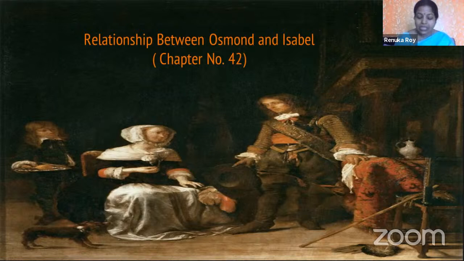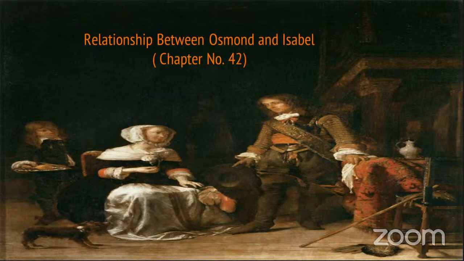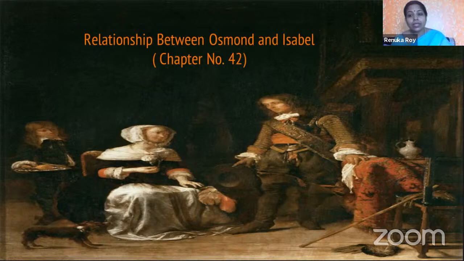Isabel thought that she saw the full moon now. Now she saw the whole man. Okay. So after living for so many years with Osmond, after losing her child, after having so many experiences where Osmond has tried to play some scheme, has tried to dupe Isabel, she realizes his true nature.